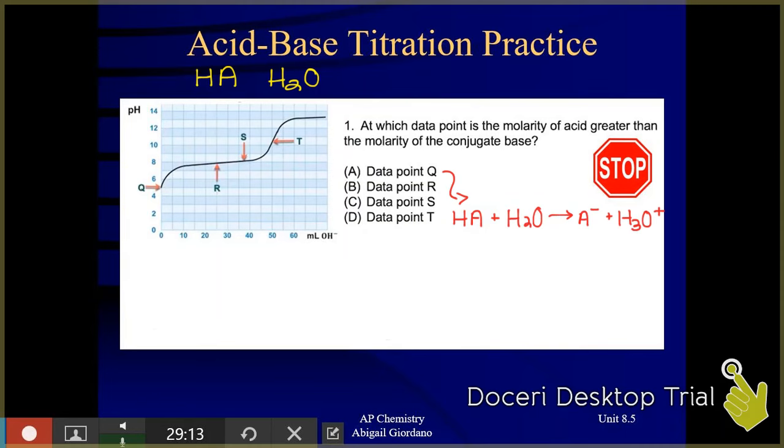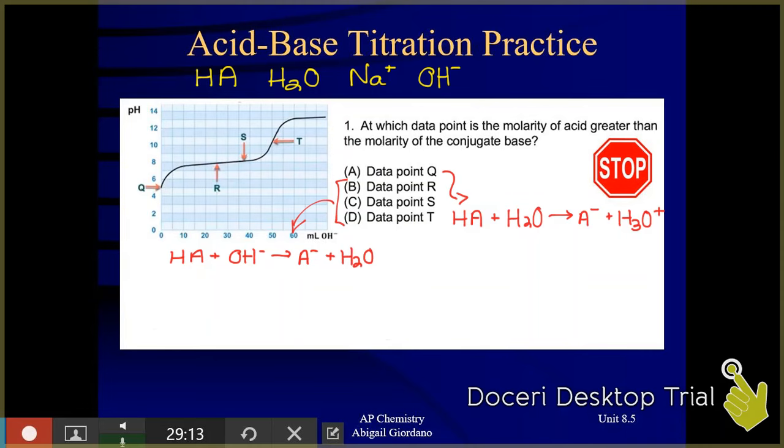Now, data points R, S, and T, base now has been added. So I'm going to update my major species list. Let's say that the strong base that's being added is like sodium hydroxide. Once base has been added, let's think about what the reaction is that's occurring at data points R, S, and T. It's not a Wommack's problem anymore. It would be a Newman problem. And the reaction would look something like this. Okay, so that reaction that I just wrote there, that's what's taking place at R, S, and T.